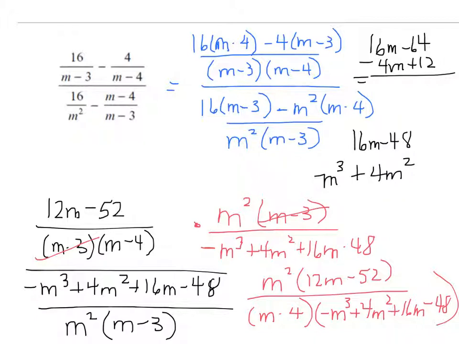Whew. So that's really long, right? And that's doing it finding common denominators. But what I could have done is I could have multiplied all the way through by the common denominator of m squared, m minus 3, m minus 4, and that might actually have been a lot simpler. So I would like for you to try that before we get back, and see what you think.